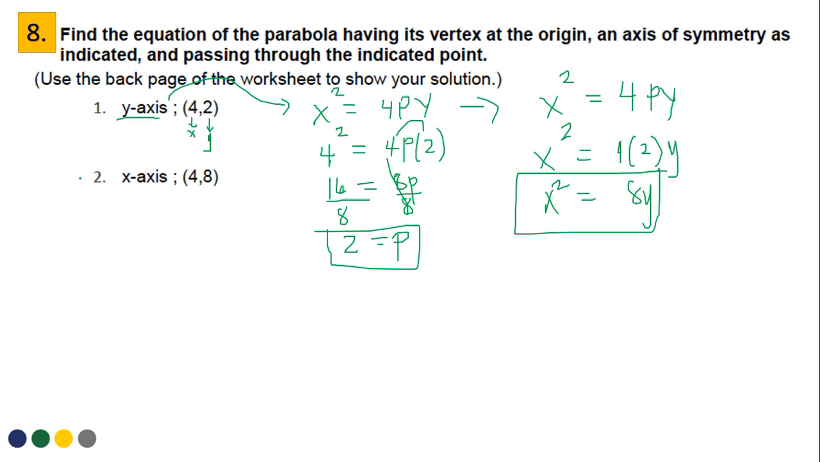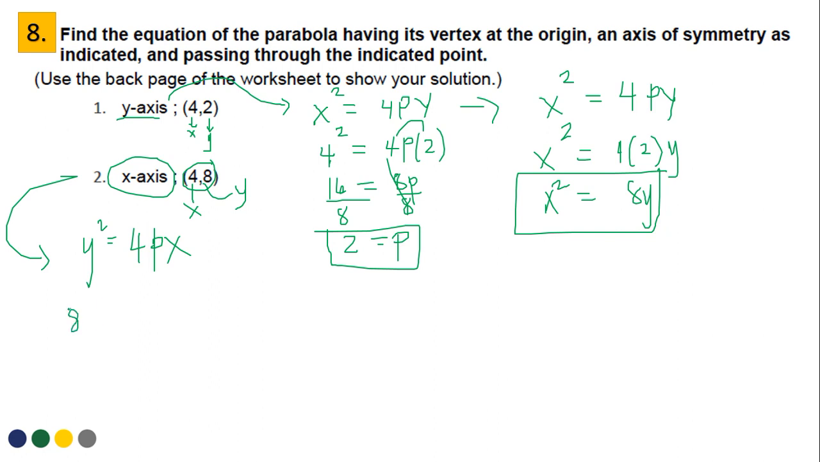So next, number 2. What is the opposite of the x-axis? Y. So we're going to use y squared is equal to 4px. What is the value of x here? 4. What is the value of y? 8, sir. Just simply substitute the data that we gathered.